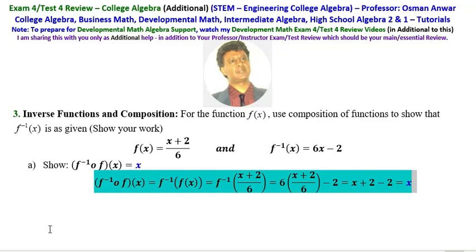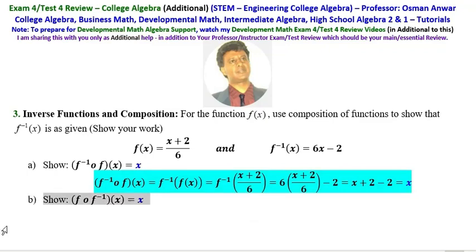A, show the composition of f inverse compose f of x is equal to x. That is, f inverse compose f of x is equal to f inverse of f of x, which is f inverse of (x plus 2) over 6. You replace f of x by (x plus 2) over 6. Then you substitute this (x plus 2) over 6 into 6x minus 2. That is 6 times (x plus 2) over 6 minus 2. The 6 cancels the 6, that is x plus 2 minus 2. 2 minus 2 is 0, that is equal to x.